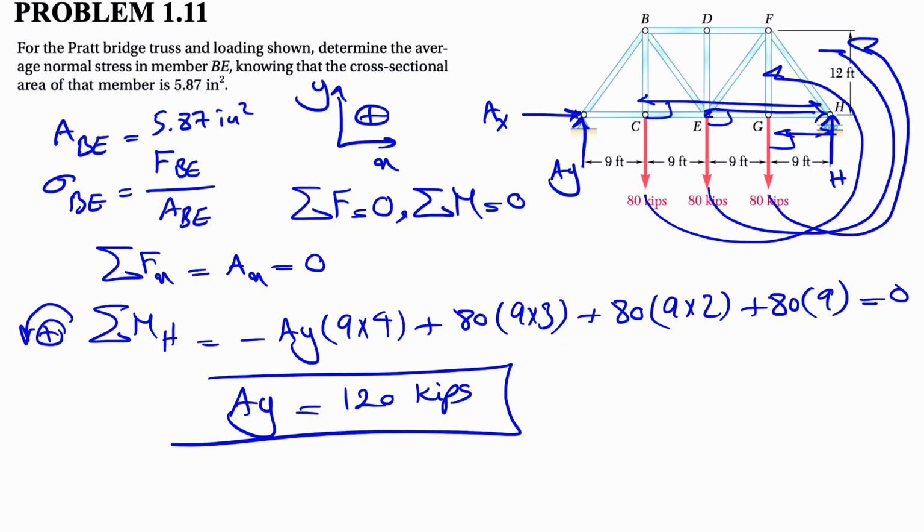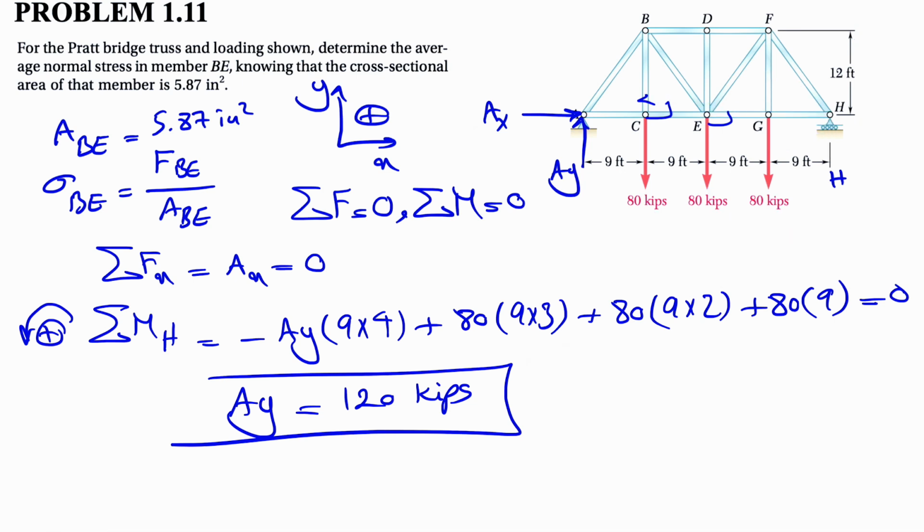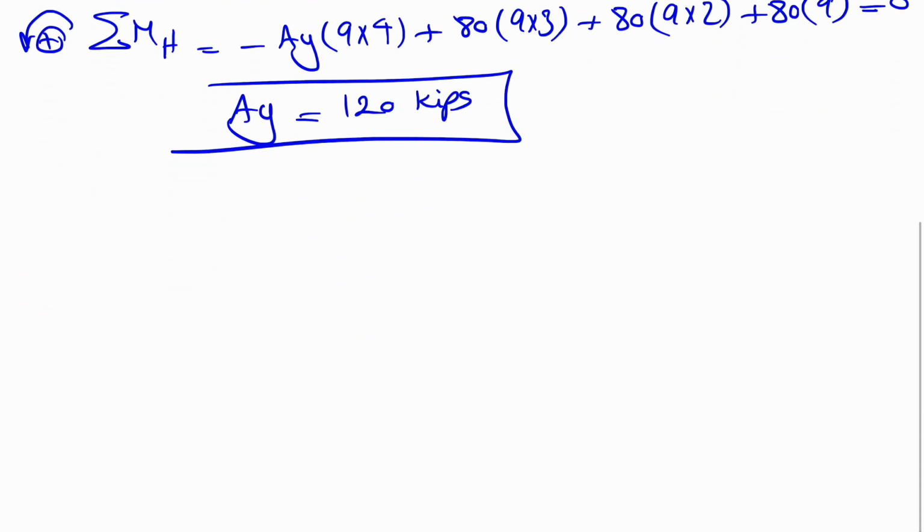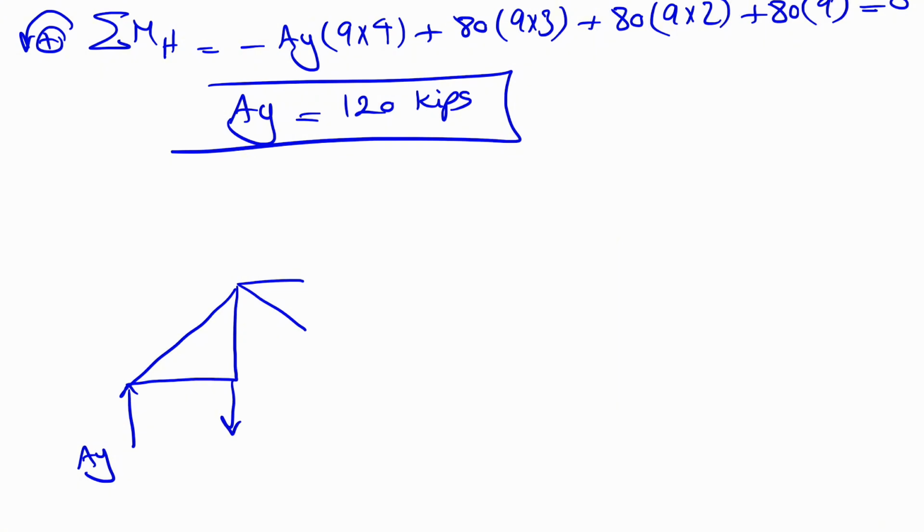Now that we have AY, we can use the method of sections for solving this. We are interested in finding the force in BE, so if we make our section here, it's easy enough to figure out the force in BE. Let's see how we can do that. I'm just going to draw the free body diagram here. We have AY, which we know is 120, we have 80 kips here, and we have two different forces here. We can call this one FBD and the other one FBE.